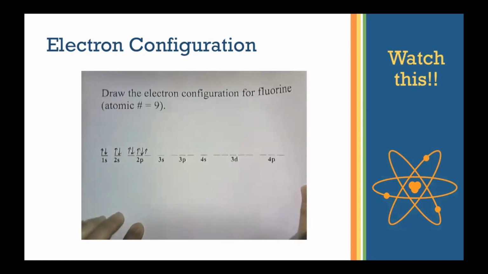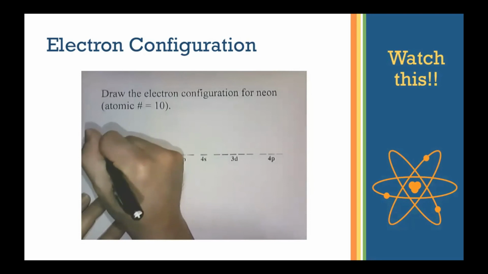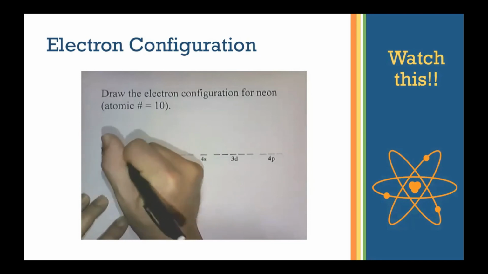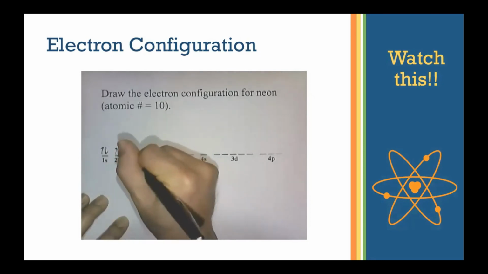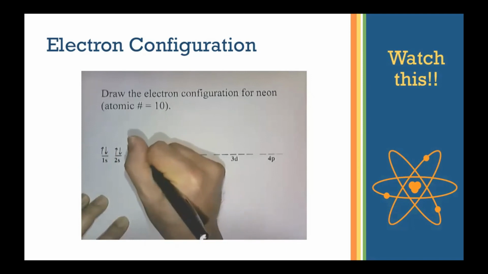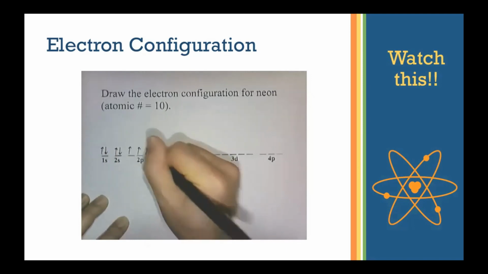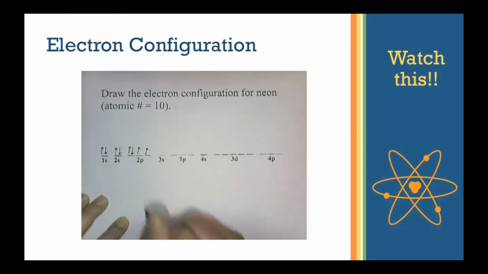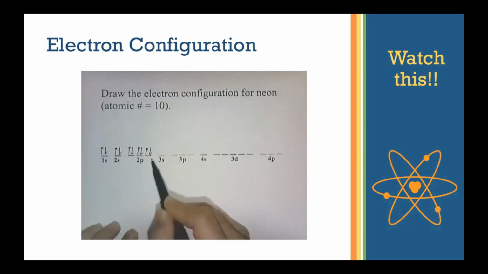Let's do 10 electrons. 1, 2, 3, 4, 5, 6, 7, 9, 10. Okay, so I was able to put the last electron here because all these other ones had at least 1 electron in them. All right.